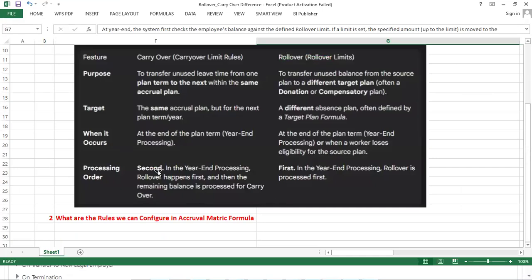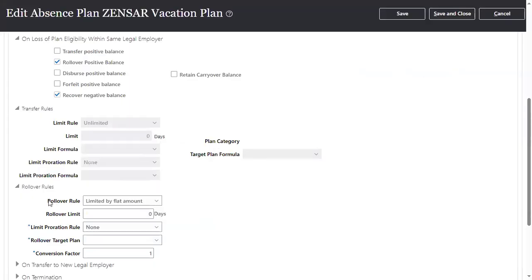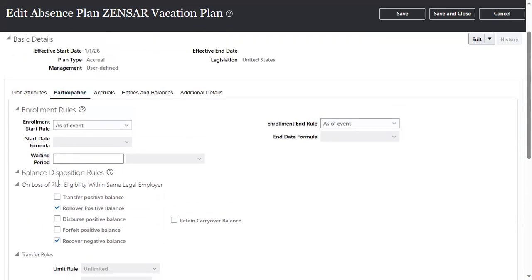Okay, two levels we do it: at year-end processing as well as when a worker loses plan eligibility. This rollover option we see in two places. The rollover rule, we see in the participation tab on loss of plan eligibility within the same legal employer. That is one place we configure.